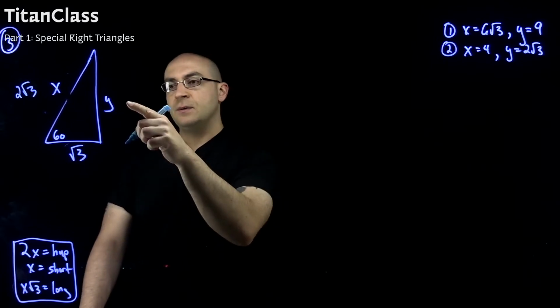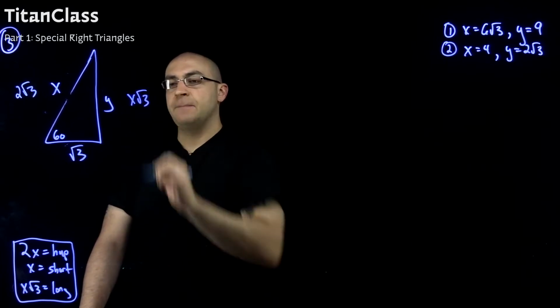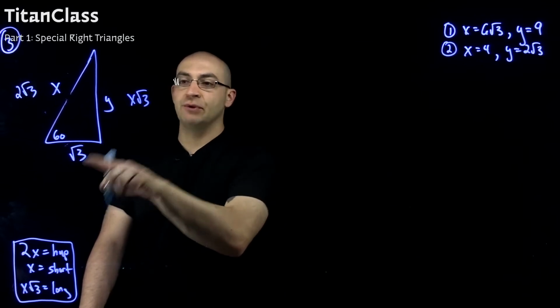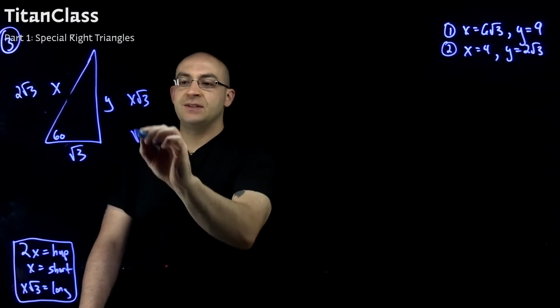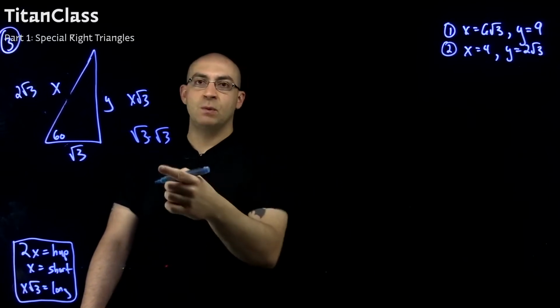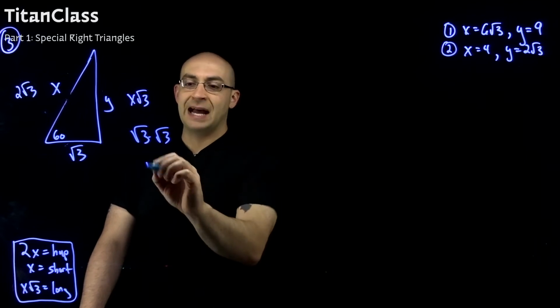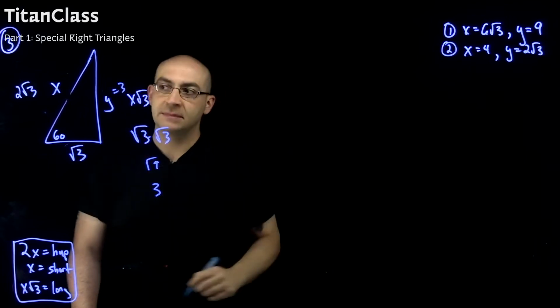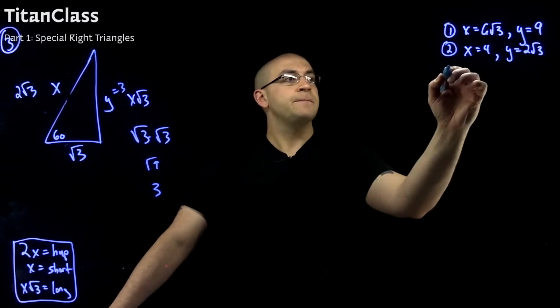Now, y we know is x root 3. Well, I'm just replacing or substituting root 3 into that x. So this is going to say root 3 times root 3. Kind of similar to the first problem that we did. Well, root 3 times root 3 is root 9, which is just 3. So my y value is 3, and my x value is 2 root 3.